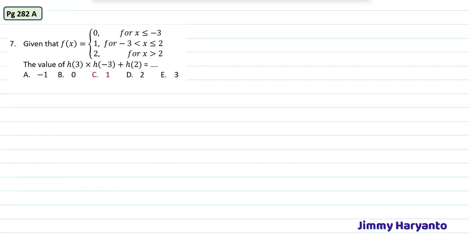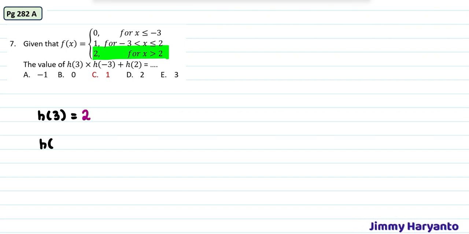D. Next is piecewise function. For piecewise function, you only have to choose in which region is the value of x of the question 1. So for h(3), that means x equals 3, and x equals 3 is right here. That means the value of y will be 2. So the value of h(3) equals 2.